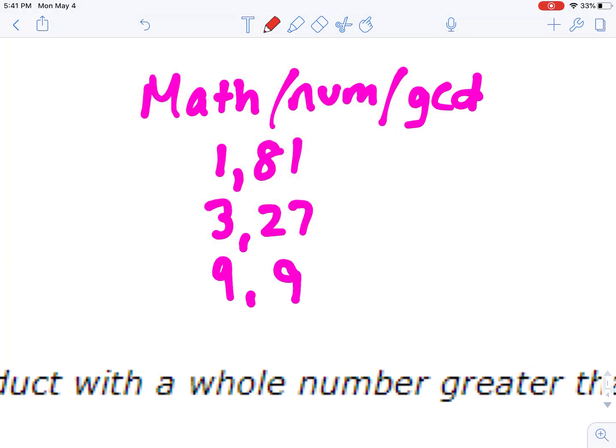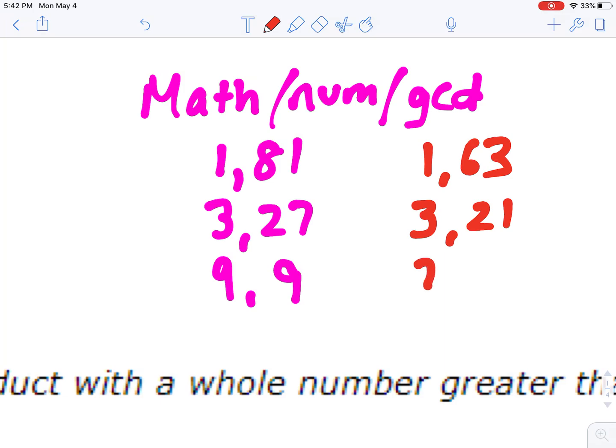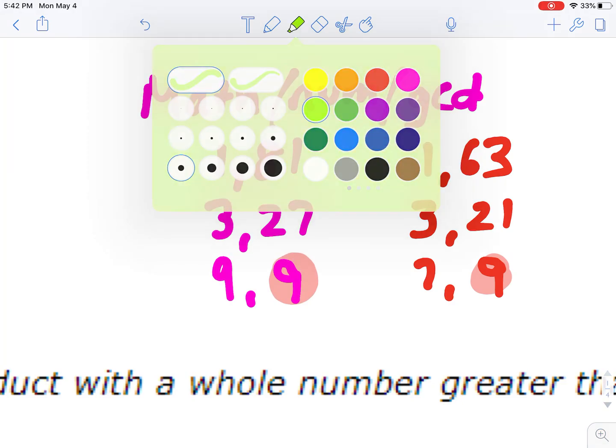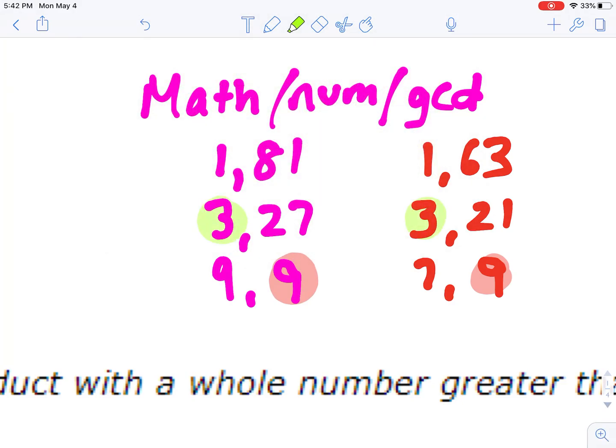If we want to find the factors of 63, we're thinking about what multiplies to 63. 2 does not go into 63. 3 does, so 3 and 21. 4 does not, 5 does not, 6 does not, and then we have 7 and 9. We're looking for the greatest number that they both have. So if you look, they both have a 9, and then they both also have a 3, and they both also have a 1.